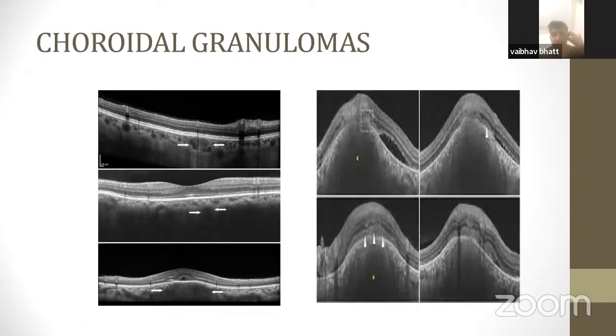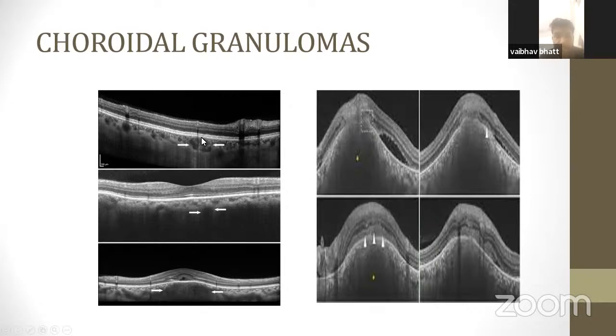Now, we have two figures here, basically of choroidal granulomas. One on the left is of sarcoid granuloma, and one on the right is of tuberculoma. The basic difference is, in tuberculoma, we see outer retinal hyperreflectivity and a large granuloma which involves the whole of the choroid. There can be RPE disruption also, which is called a contact sign. Clinically, tuberculomas are usually single, whereas sarcoid granulomas are multiple.